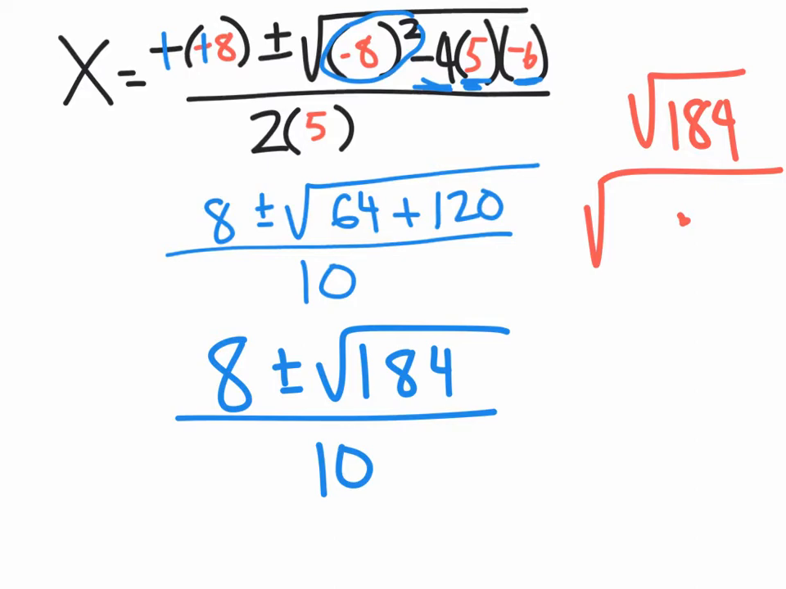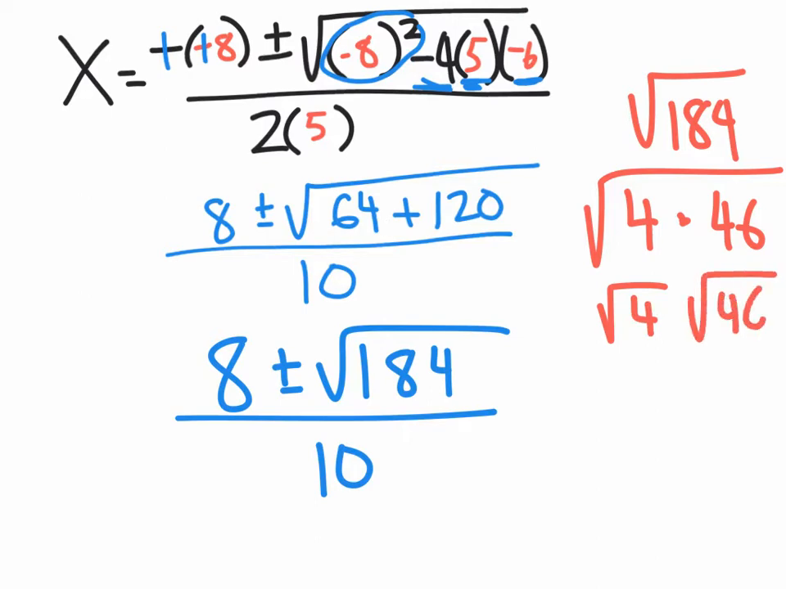And yeah, it does work. 4 times 46. So we have 4 times 46. Let's rewrite it. And you could split the square root now. And the square root of 4 is 2, and the square root of 46 stays the square root of 46. Now you might try to break this down again, but the only thing you could break it down to is 2 times 23, and neither of those are perfect square numbers, so that's as simple as it gets.